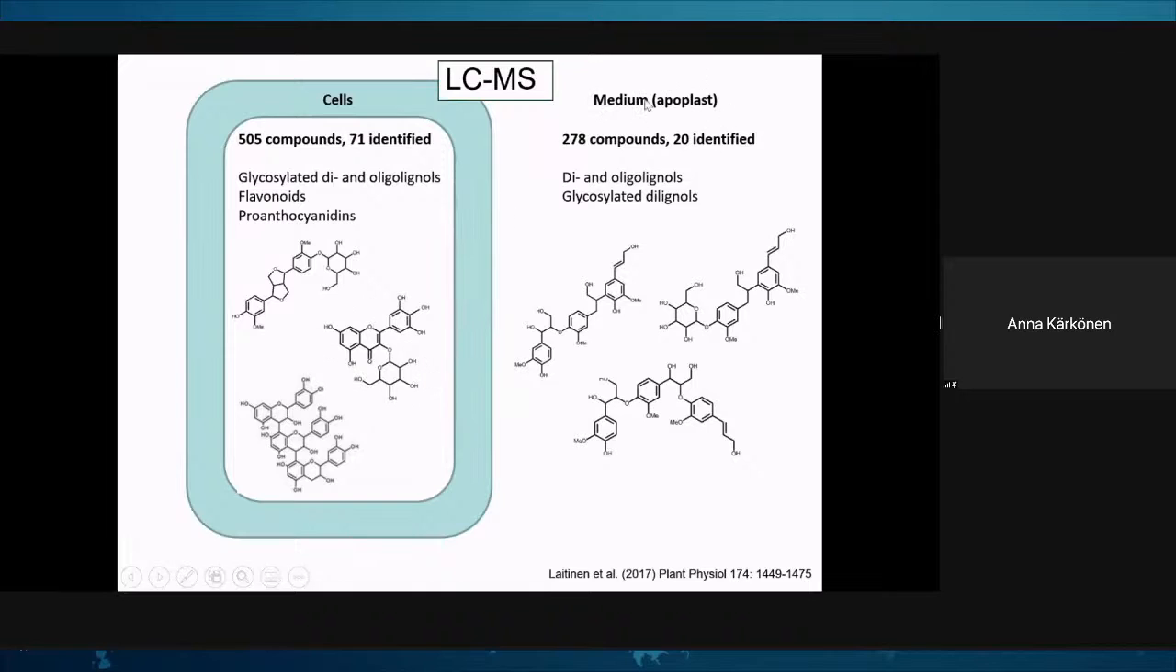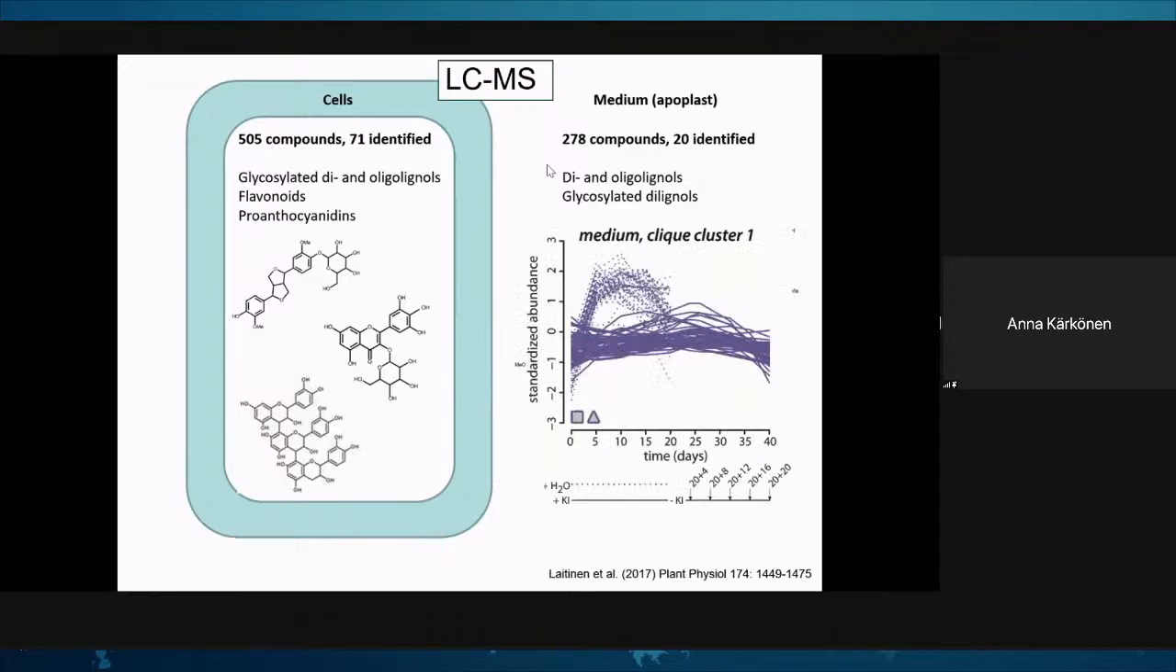In the medium, that is the apoplast representing the cell wall space, there existed 278 phenolic compounds. Out of those, 20 were identified. So there were di- and oligolignols and glycosylated dilignols. And we could follow how these compounds accumulate in time. And we can see whether there are differences between the lignin-forming conditions and non-lignin-forming conditions.